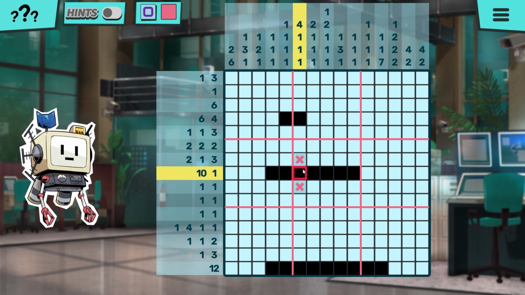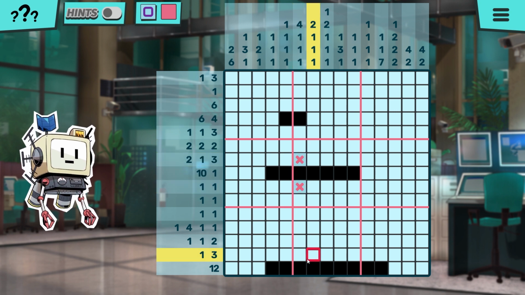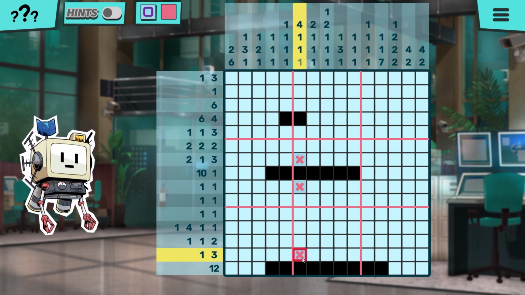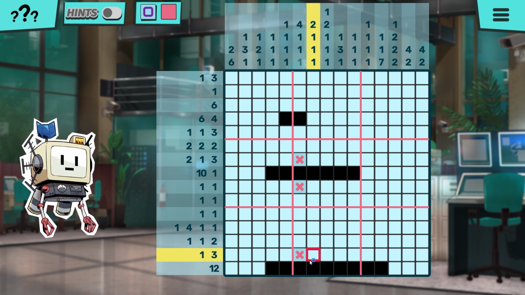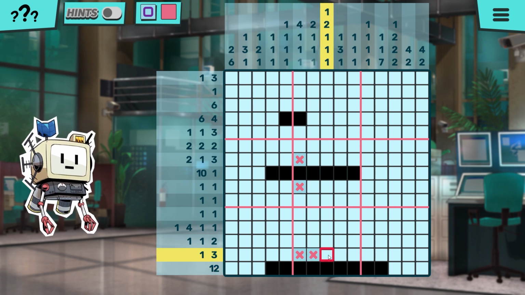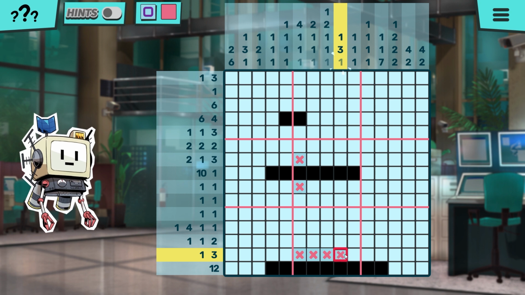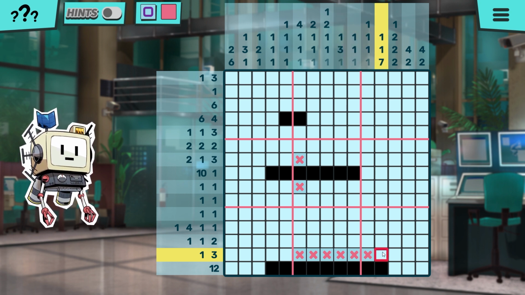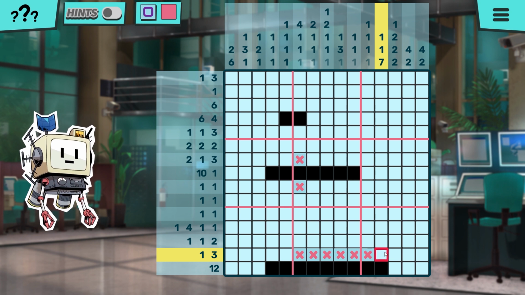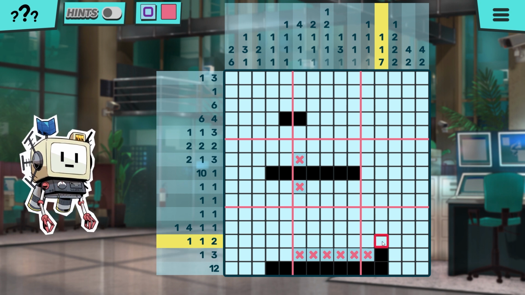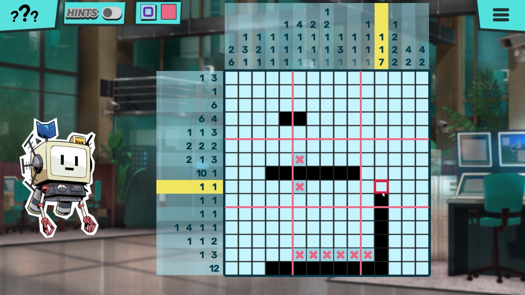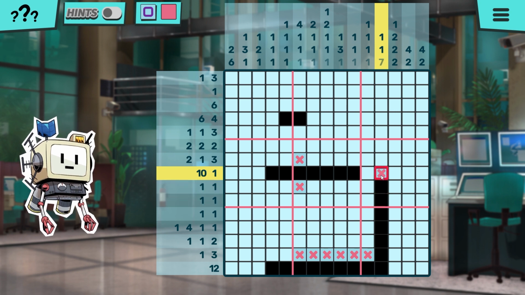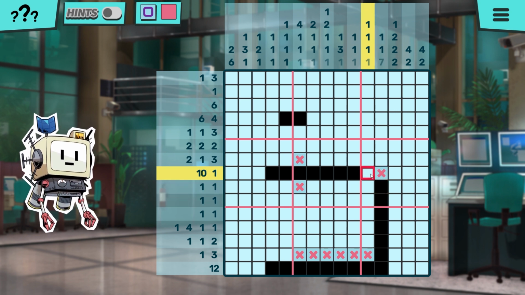Because this can't extend all the way down, it has to be... Oh, also, if that's another 1, then it goes down there. Actually, this is a 1. This is a 1. That's a 1. That's a 1. That's a 1. That's part of a 7. But wait, if that's part of a 7, then 1, 2, 3, 4, 5, 6, 7. Okay. Well, at the very least, we have that.